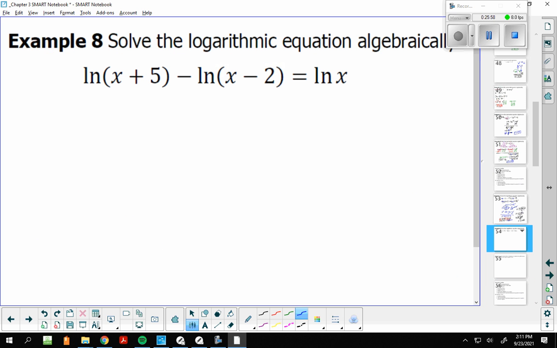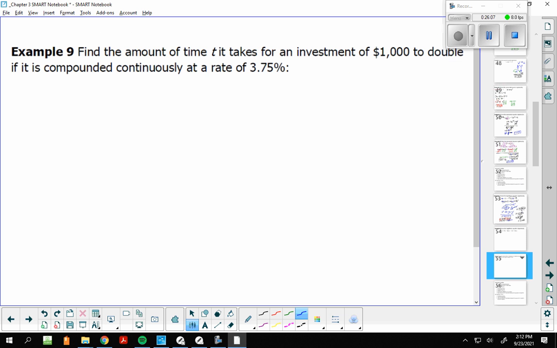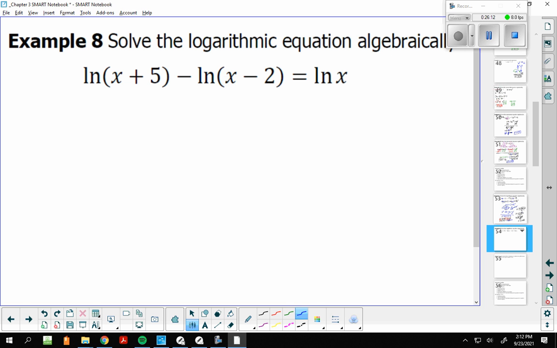Solve the logarithmic equation algebraically. We have all logarithmic terms again, so I'll need to make up an example where we don't, to make sure we can cover everything. Alright, so we need to condense. That's our first step. So we have the subtraction here. We learned yesterday that means we can divide the arguments. So we have the natural log of x plus 5 over x minus 2. Again, that's using the quotient property that we learned yesterday.